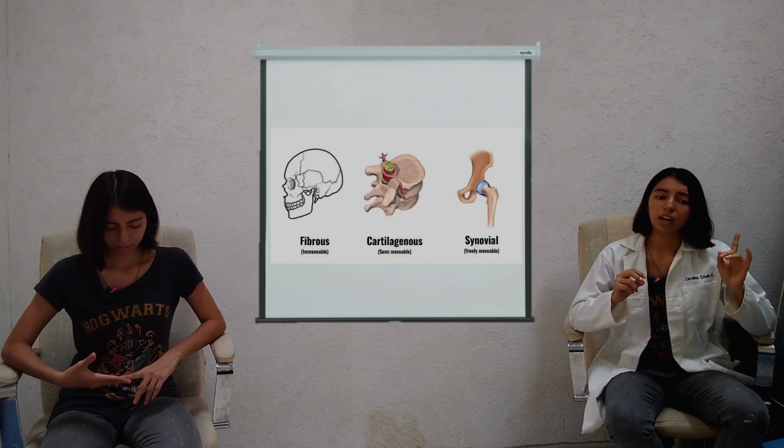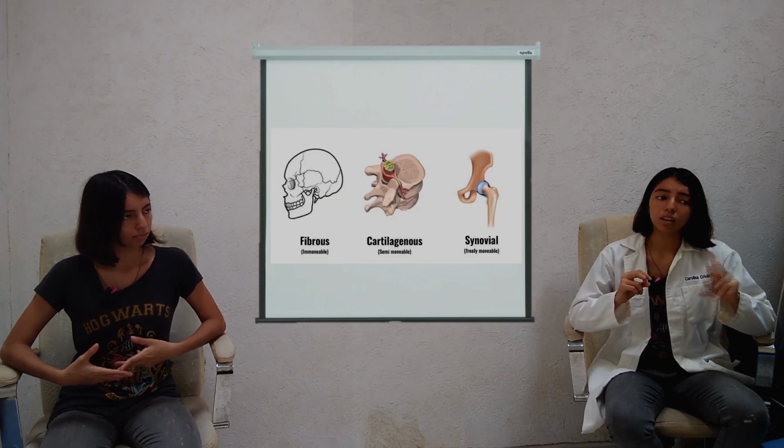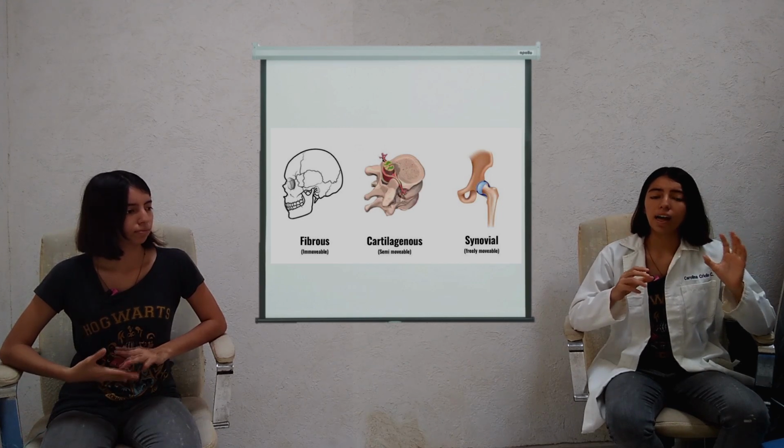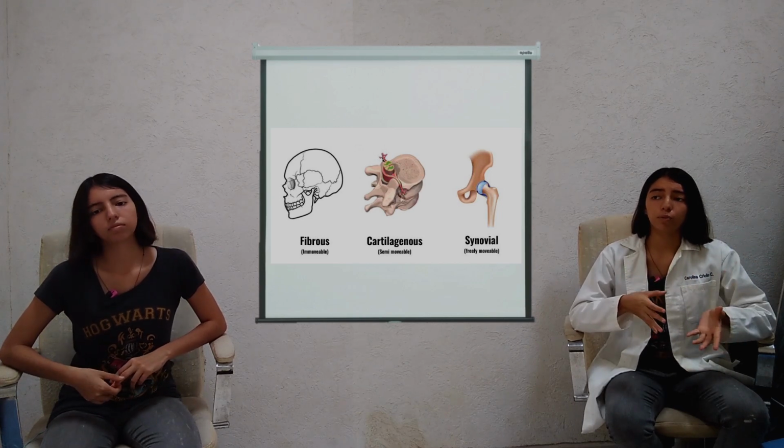Cool. But I have a question. How do the bones connect to each other? Well, when 2 bones contact each other, it's called an articulation or joint. Joints can be classified as fibrous, the ones that are immovable, cartilaginous, which have partial movement, and synovial, which are freely movable.